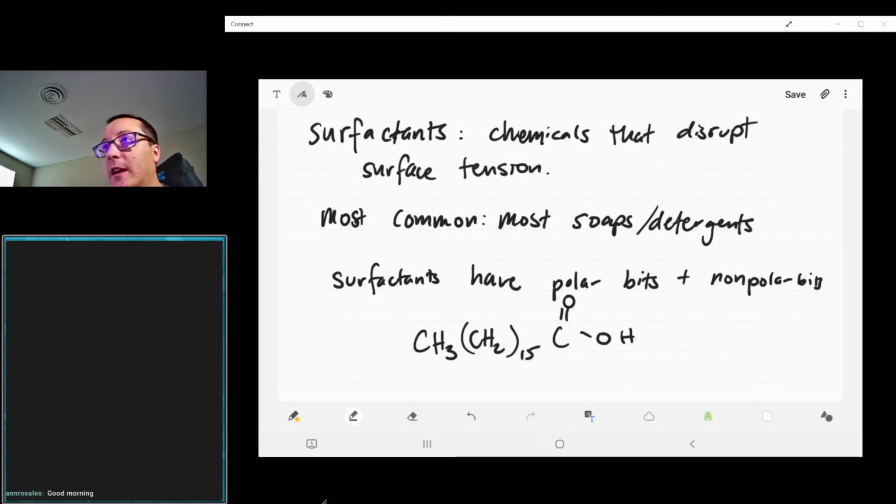Alrighty. Any questions on that sort of thing? Anything about surfactants or surface tension? Alrighty, again, the main point here is that the higher your intermolecular forces, the higher your surface tension is going to be. And so you're expecting things that have strong intermolecular forces to have strong surface tension.